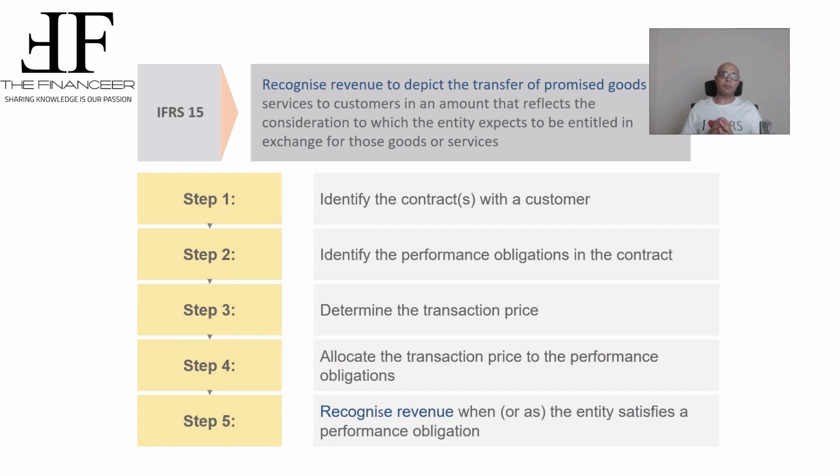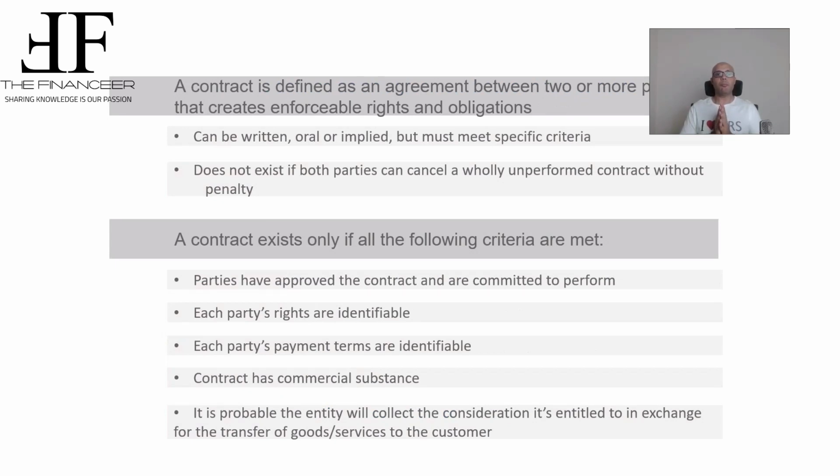In step number 5, we need to recognize revenue for each performance obligation once it is delivered to the customer. This is a very brief explanation of the 5 steps model. Let's go now for more details for each step. Let's start with step number 1, which is defining the contract.